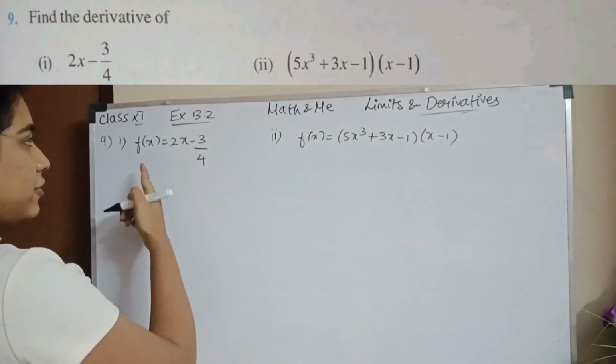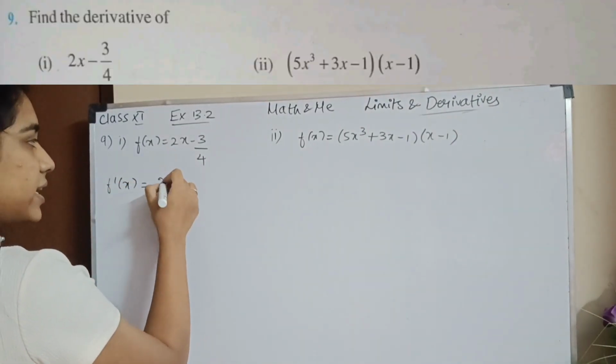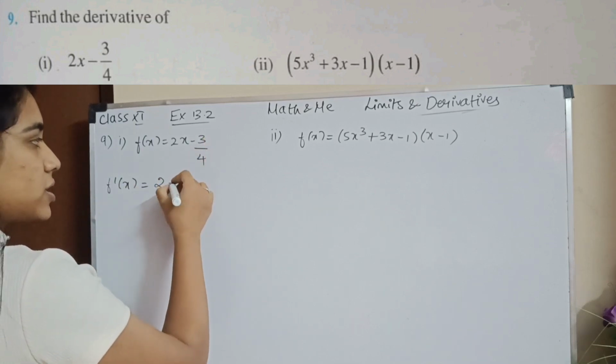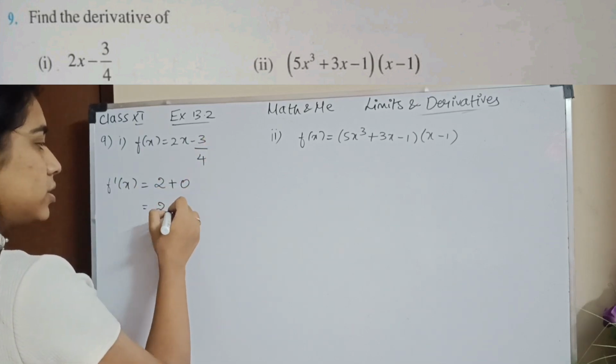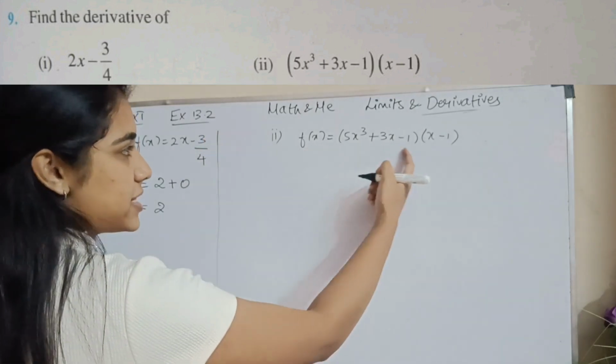Question number 9. f of x is this. So, f dash of x is the derivative of 2x, which is 2, and the derivative of a constant is 0. So, I will have 2. Okay, very simple.